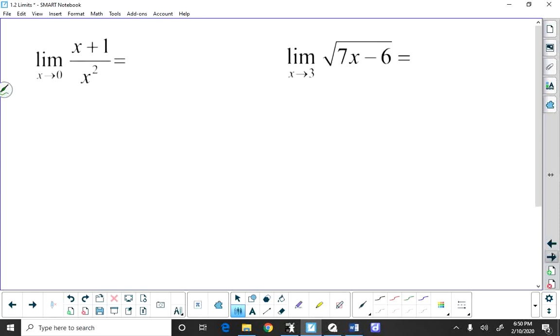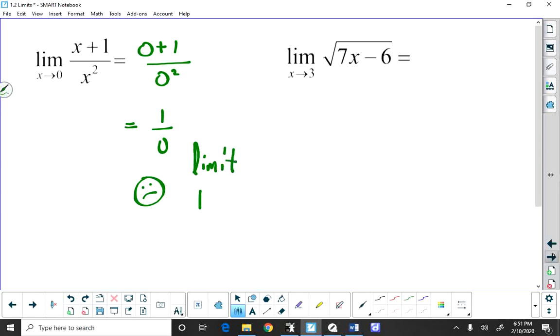If I were to put 0 in here, I get 0 plus 1 over 0 squared, which gives me 1 over 0, and that's not defined. So what we would say here is the limit does not exist. But I would like you to note the nature of the output here, that we get division by 0, but the numerator is not 0.